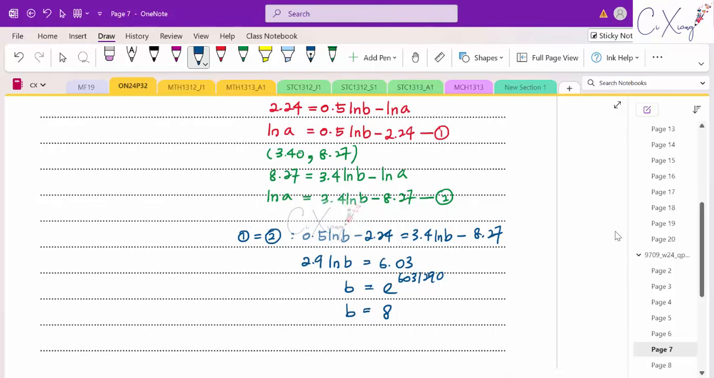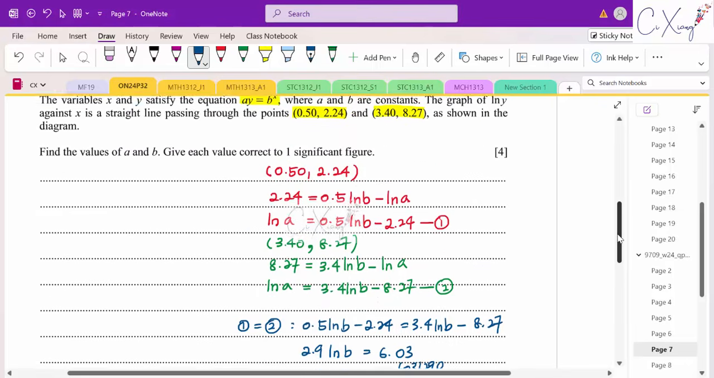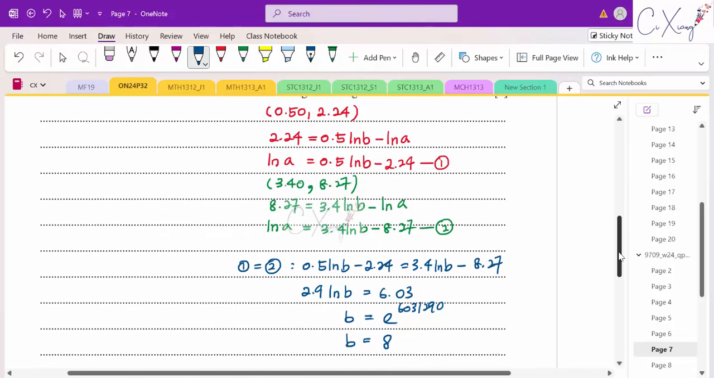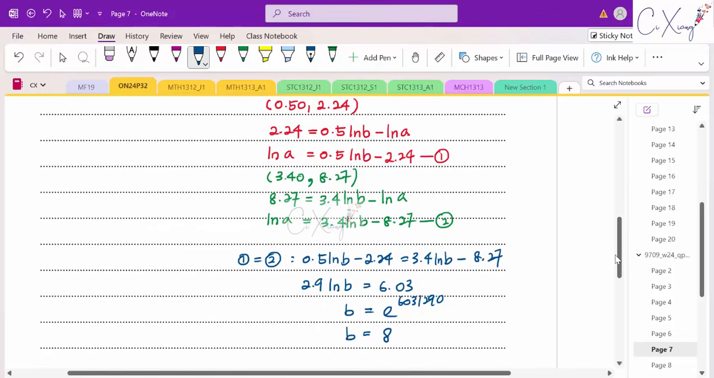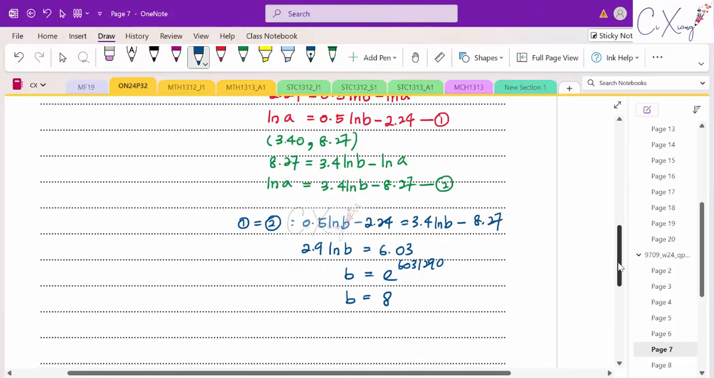Correct to one significant figure, right? So if, let's say, I try to make it into one significant figure, it should be 7.9999 something. So I have to change it to become 8.